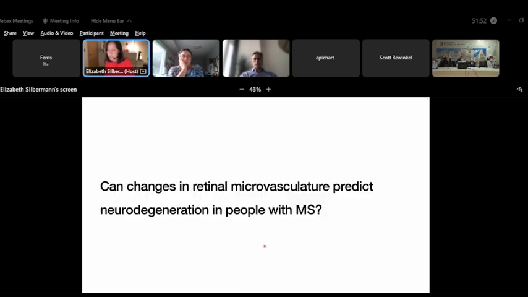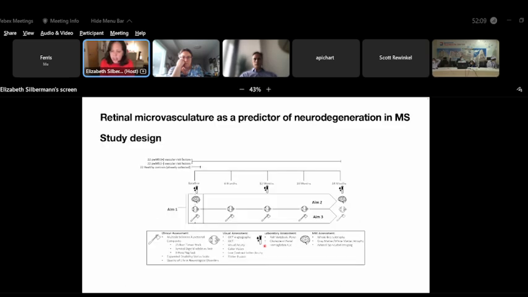to talk about my other research study, which I currently have underway. In this study, we are looking at whether changes in retinal microvasculature can predict neurodegeneration in people with MS. So, this study is a bigger study. It's a 2-year longitudinal study in which we enrolled 22 people with MS with vascular comorbidities, so hypertension, hyperlipidemia, diabetes, 22 people with MS without vascular comorbidities, and then 22 healthy controls.